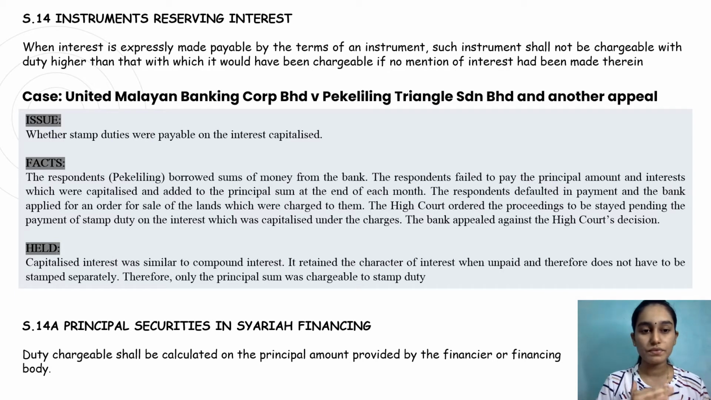So let's have a look at the facts of this case. A sum of money was borrowed by the respondents, who are Pekeliling. The respondents failed to pay the principal amount and interests, which were capitalized and added to the principal sum at the end of each month. The respondents defaulted in payment and the bank applied for an order for sale of the lands which were charged to them. The High Court ordered the proceedings to be stayed pending the payment of stamp duty on the interest which was capitalized under the charges. The bank appealed against the High Court's decision.